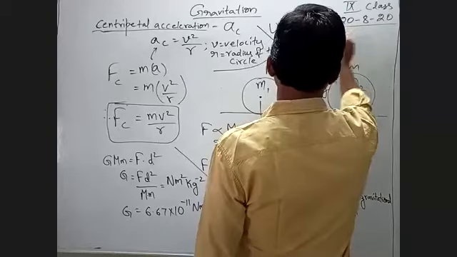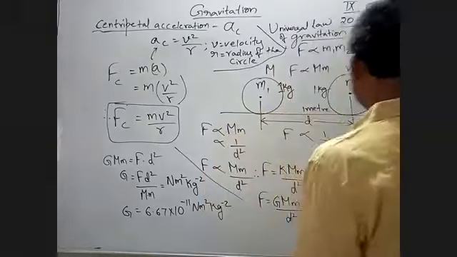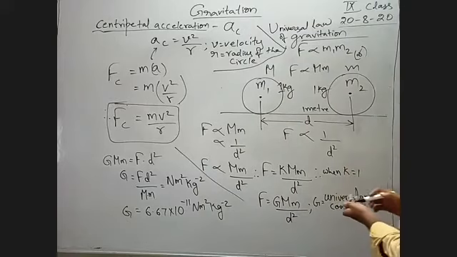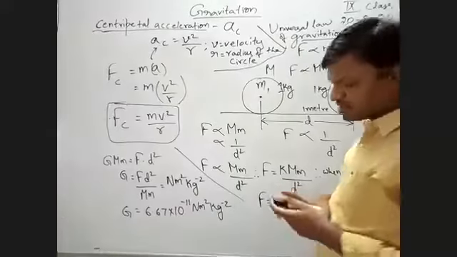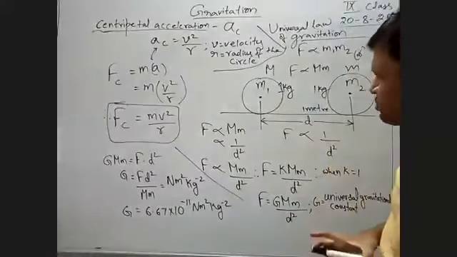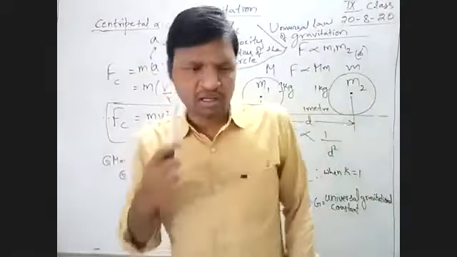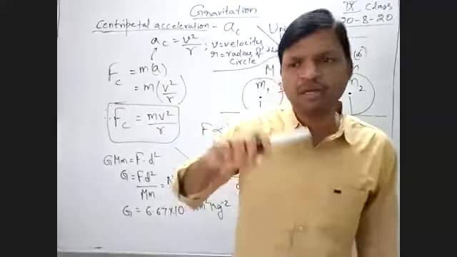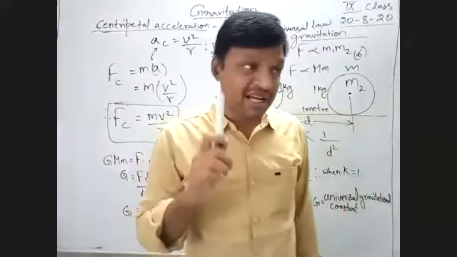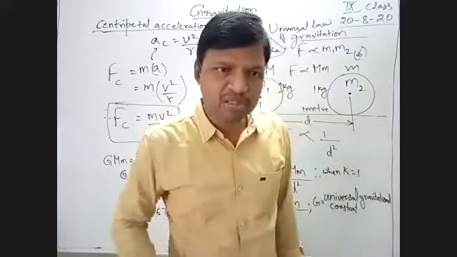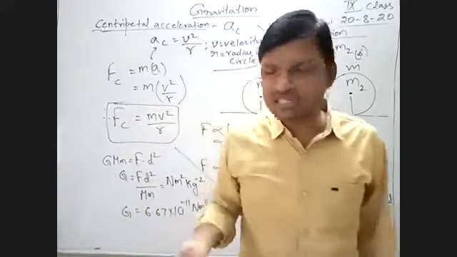Universal law of gravitation is represented like this. So, state the universal law of gravitation means what you have to say. What will you say? Universal law of gravitation states that the force of attraction between any two masses is directly proportional to the product of the masses and inversely proportional to the square of the distance between them.